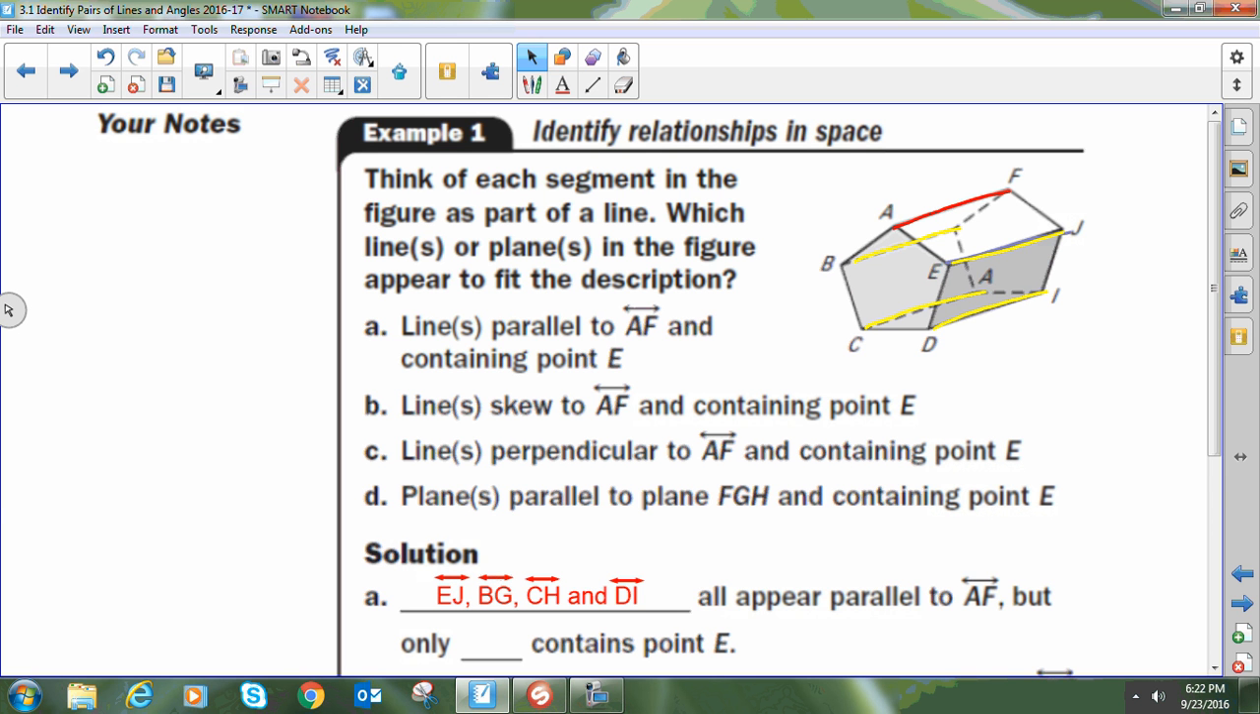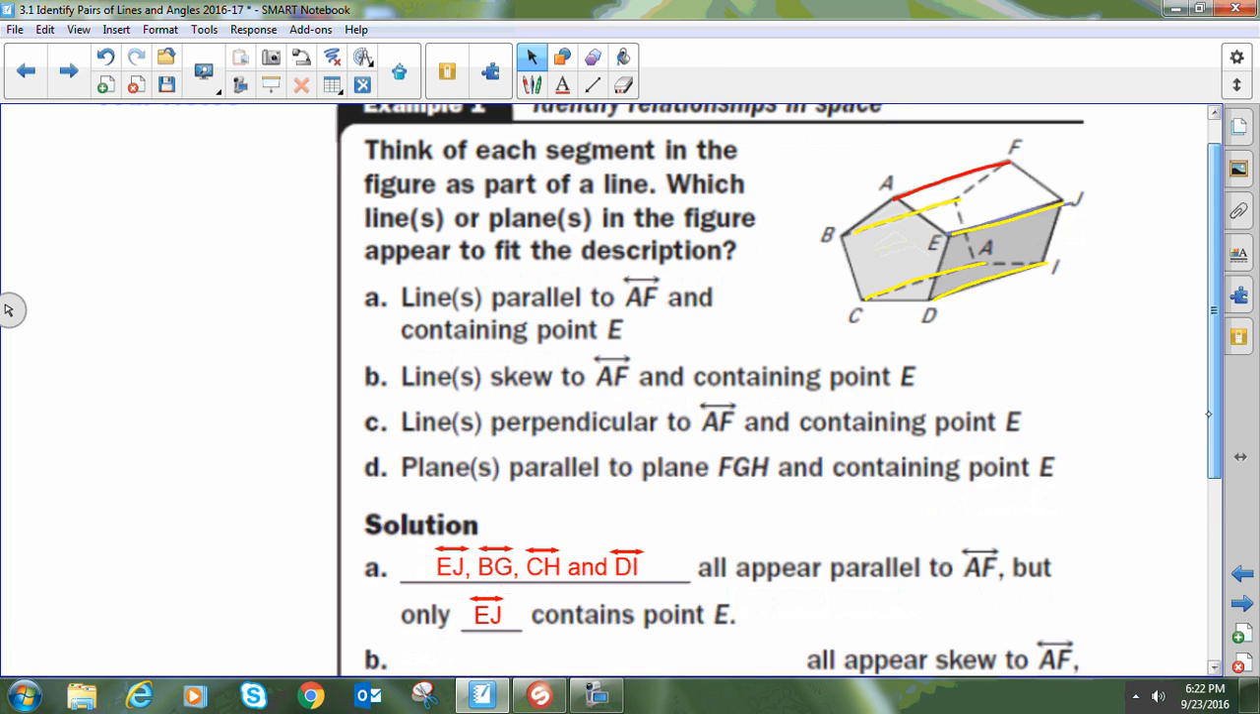Now, some of you may wonder, well, why am I bothering to identify all four line segments or lines that could be parallel to the given line if only one of them is the answer. And I'll explain more about that here very shortly.